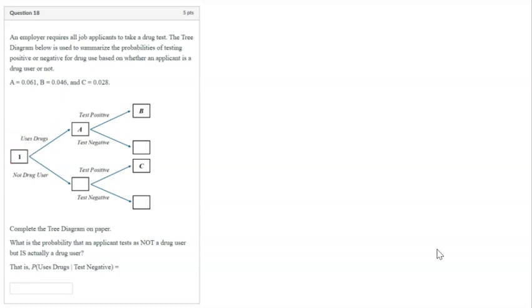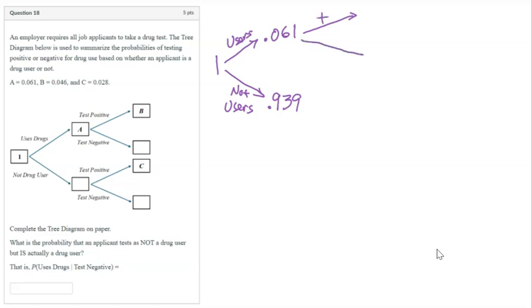We got a 1, users up top, non-users on the bottom. So let's go ahead and rewrite this. We have 1 splitting off into users and non-users. Right here is the letter A, and A is 0.061. So we're going to put 0.061 here. We're going to do 1 minus 0.061, and that gives us 0.939.